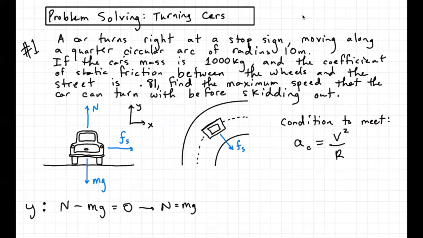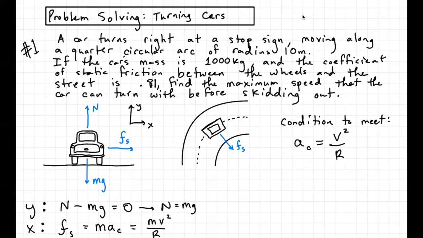In the x direction, there's only one force: the force of static friction. And that force of static friction better be equal to ma_c, because we need that centripetal acceleration to turn the car. And so this has to be equal to mv squared over r, for whatever velocity we're at.